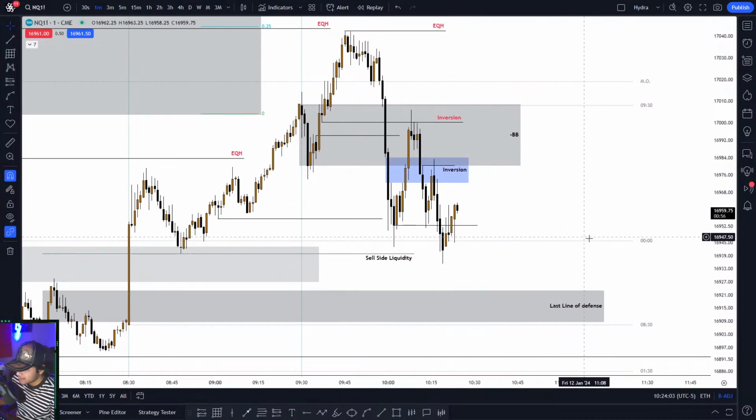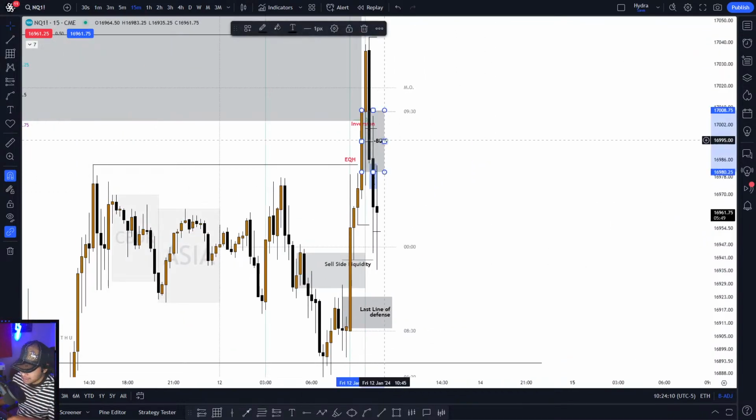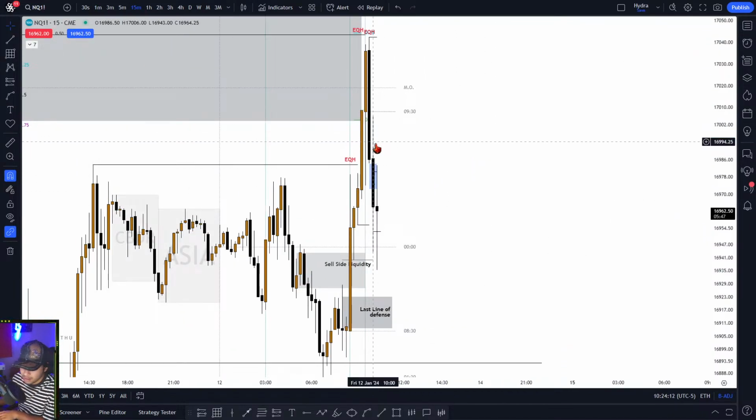So we want to see price. Do you guys see that price got support from this opening price? We'll just move to a higher time frame and we'll frame another trade idea.